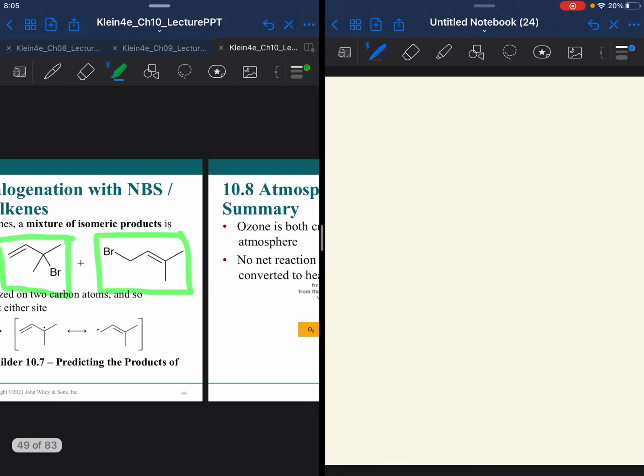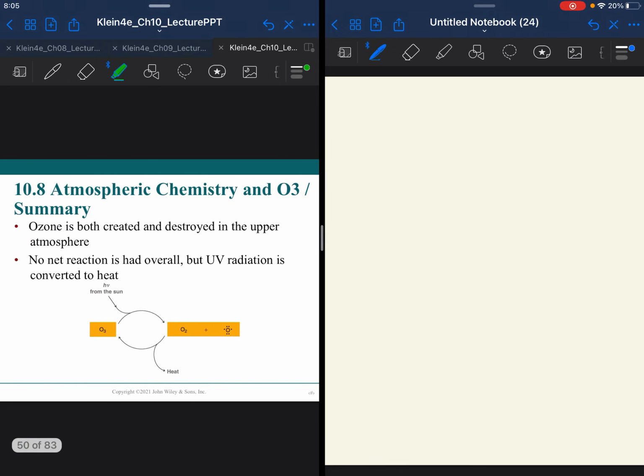We have a couple more things to go over. This we're going to go over really quickly, mostly just because I think this is an interesting topic. I don't know about you guys. I know when I was a kid, the ozone layer was all the rage in the news. And the ozone layer is so important because it protects us from dangerous radiation from the sun.